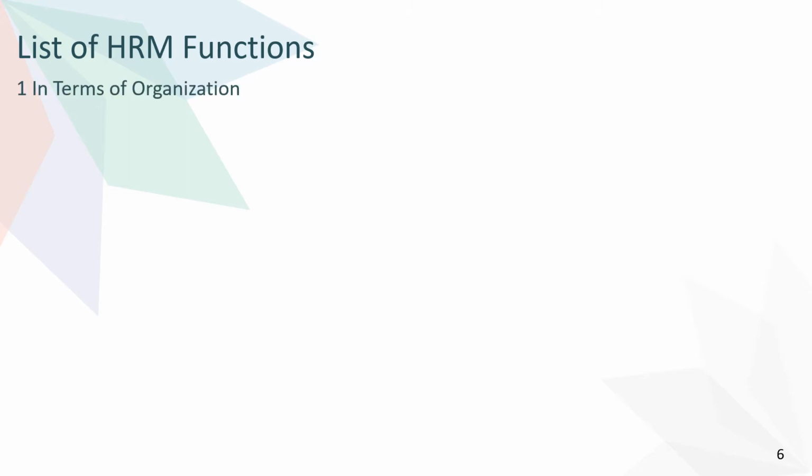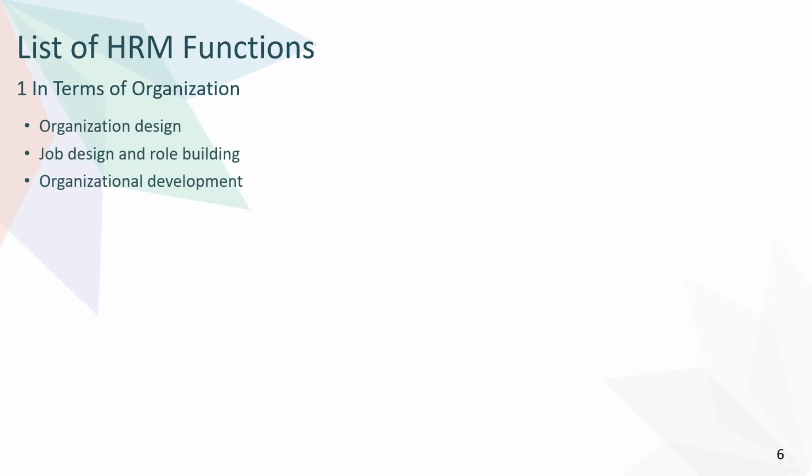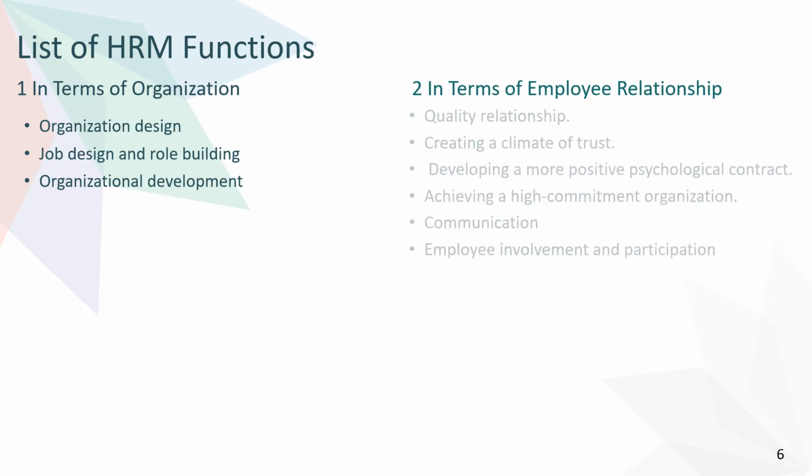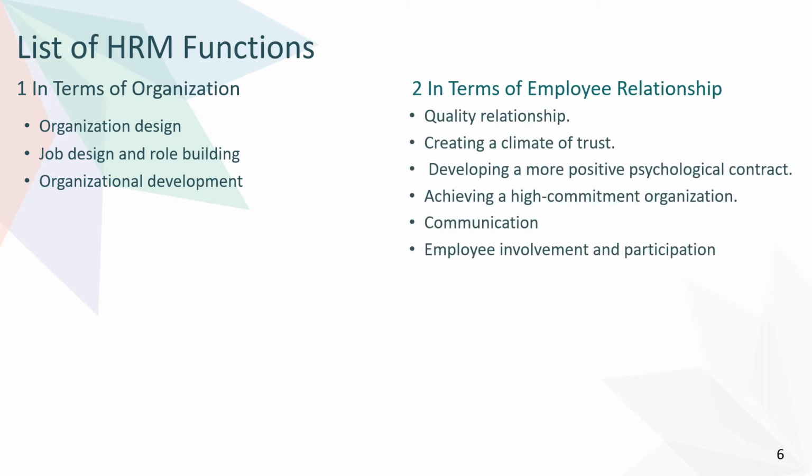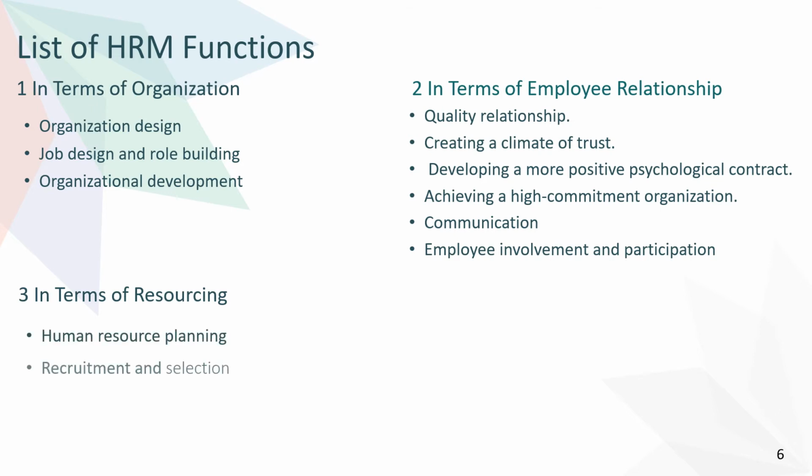Now we will see the list of HRM functions, which is subdivided in various terms. The first one is in terms of organization, like organization design, job design and role building, and organizational development. Now, in terms of employee relationship, like quality relationship, creating a climate of trust, developing a more positive psychological contract, achieving a high commitment organization, communication, and employee involvement and participation. Now, in terms of resourcing, human resource planning, recruitment, and selection.